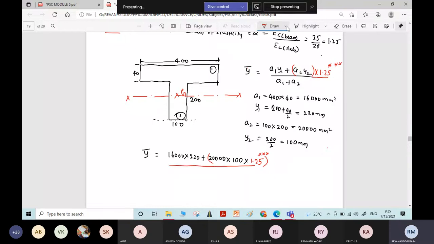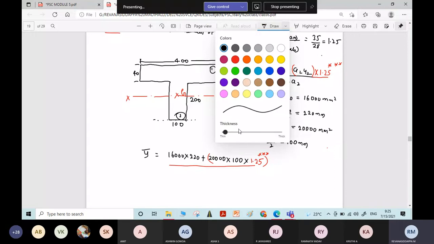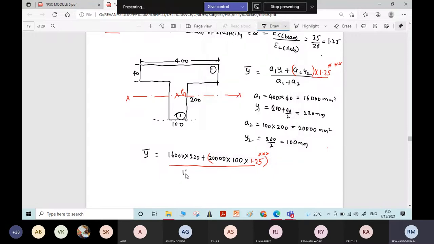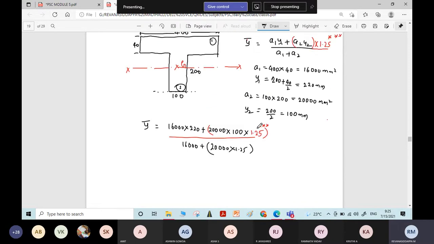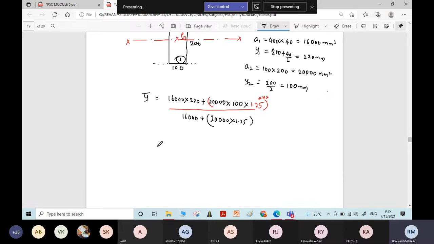Y bar is equal to sum of A Y divided by sum of A: again 16,000 is the area, plus A2 is 20,000 into 1.25. Again 20,000 into 1.25, because of the different moduli of elasticity we need to balance the elastic moduli by multiplying by the ratio. That is why we are multiplying here.